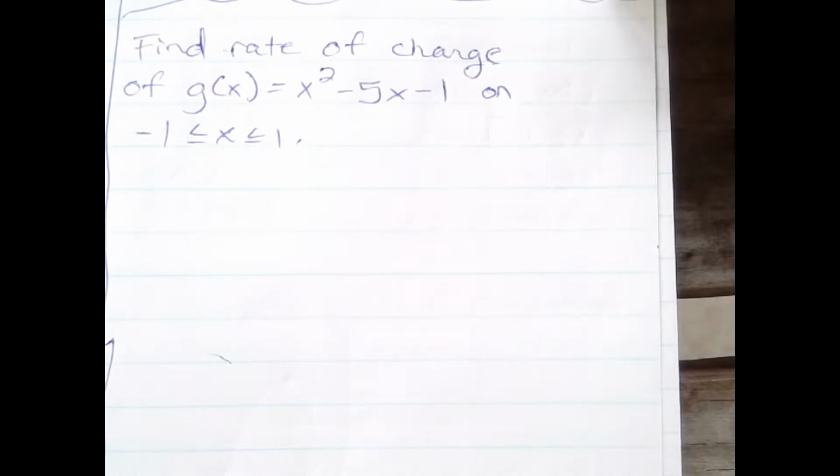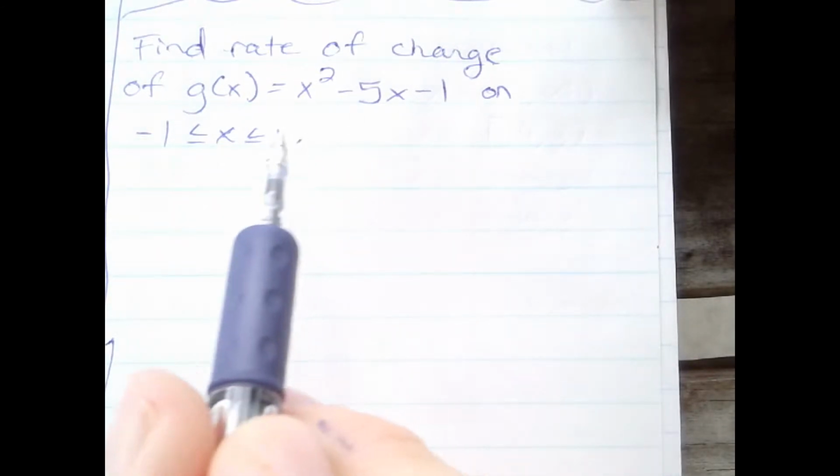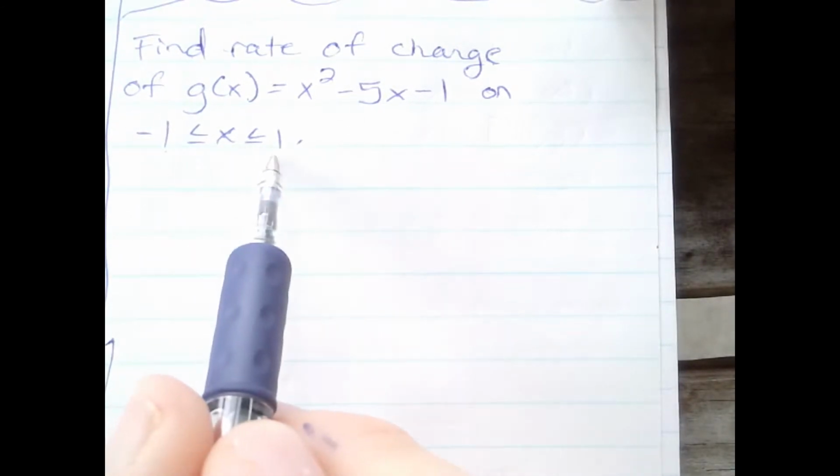Alright, in this video we're trying to calculate the average rate of change of a function on an interval. The function is x squared minus 5x minus 1, and we're on the interval from -1 to +1.